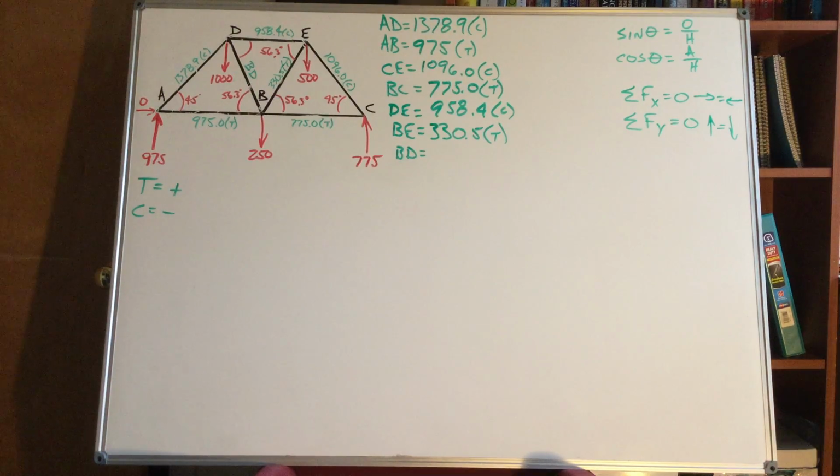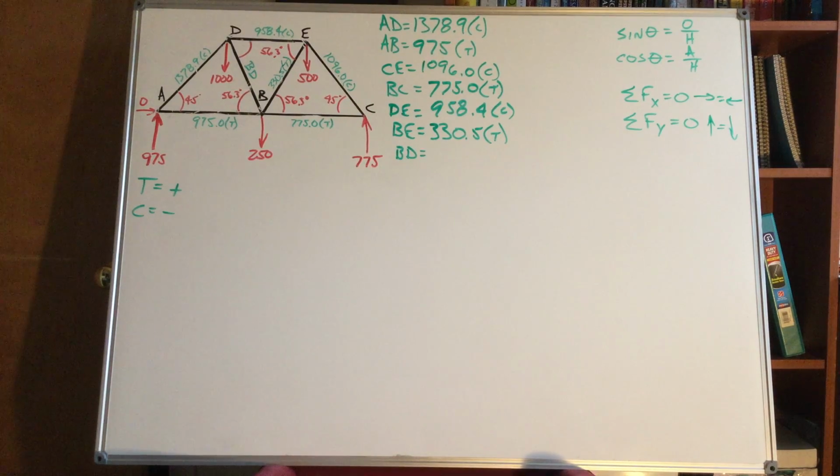Now we have the option. We can either isolate joint B or we can isolate joint D. It does not matter. Either one of those will give us the result we're looking for for member BD. Since we've kind of hung around on the perimeter, we'll go ahead and solve this around joint D. Again, it really doesn't matter.